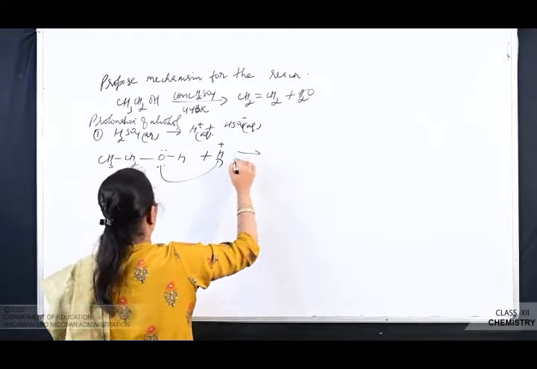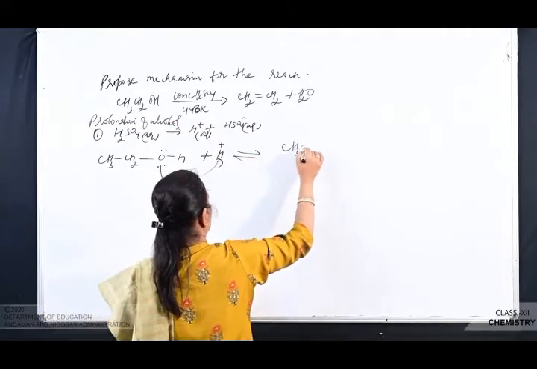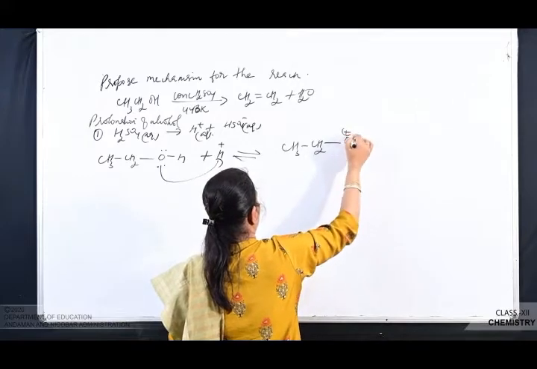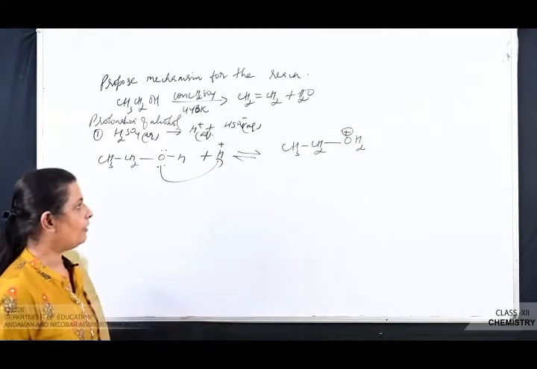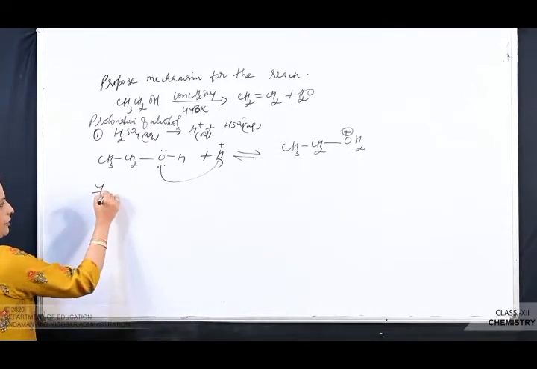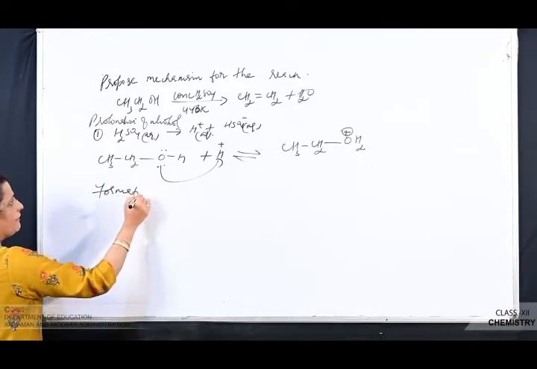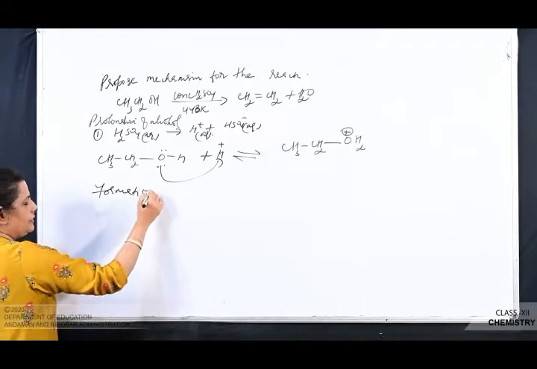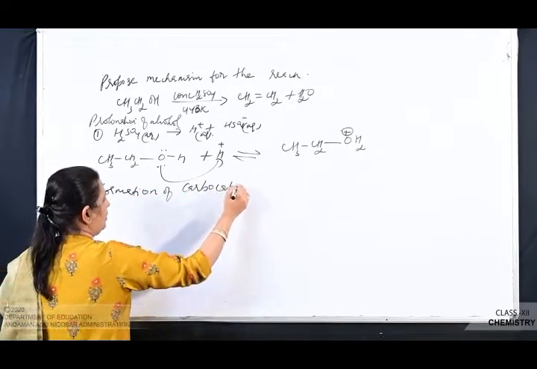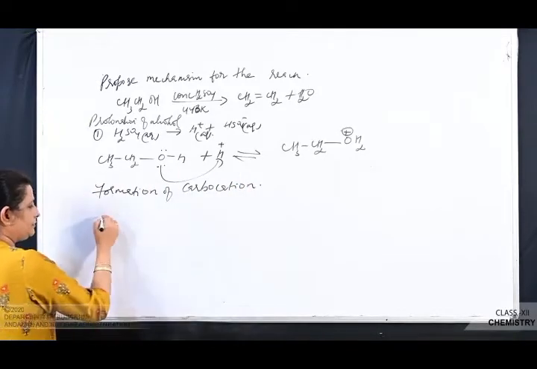Okay, so what are you going to get? CH3CH2OH2 positive charge, that is a protonated alcohol you are getting. Okay, next step is formation of, do you have any more reagent left? Nothing is there? Formation of carbocation. How is a carbocation formed? You see here.